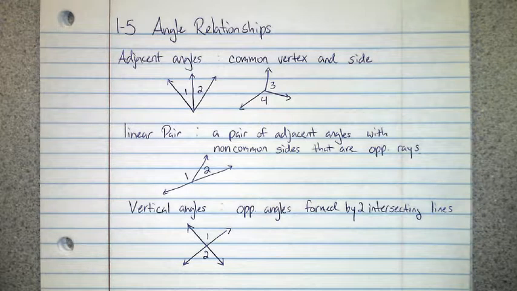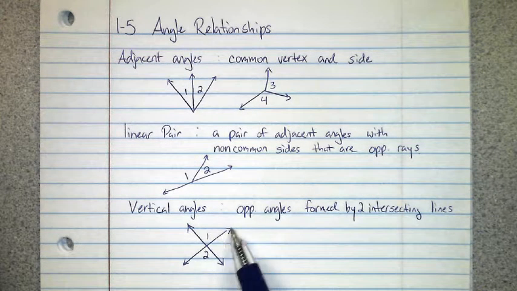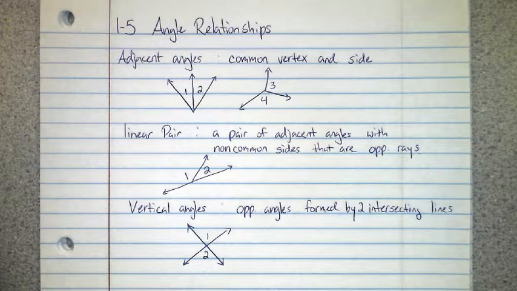Next we have vertical angles. Vertical angles, these are opposite angles that are formed by two intersecting lines. And it has to be exactly two intersecting lines. So when they cross, the angles that are formed that are opposite each other, they're vertical angles.